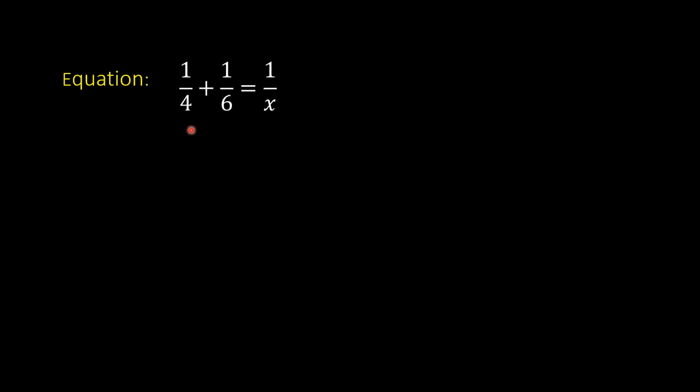Next, find the smallest expression that can be divided by 4, by 6, and by x. It is 12x because 12x can be divided by 4, it can be divided by 6, it can be divided by x. If you cannot think of 12x, this is what you must do.